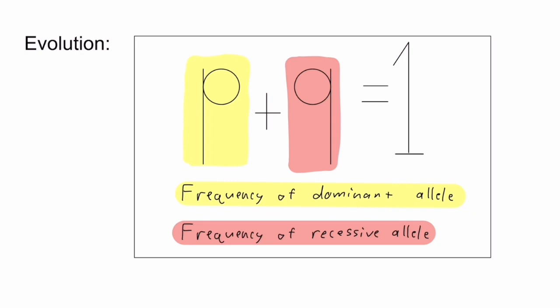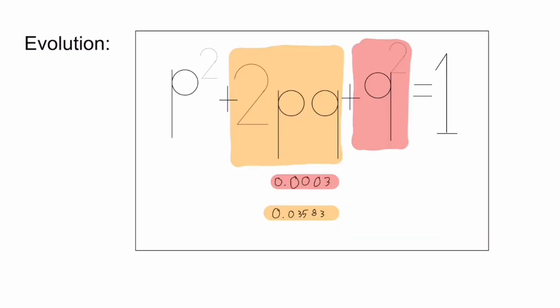Sickle cell disease affects about 1 in every 3,000 people in the US. That means the q squared in the equation would be 0.0003. That means that 0.03% of the population has sickle cell anemia. The 2pq in the equation would be 0.03583. This means that 3.583% of the population is a carrier for sickle cell anemia.